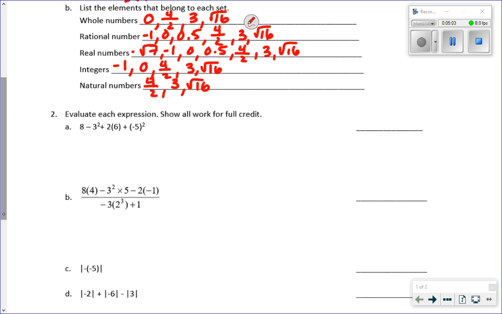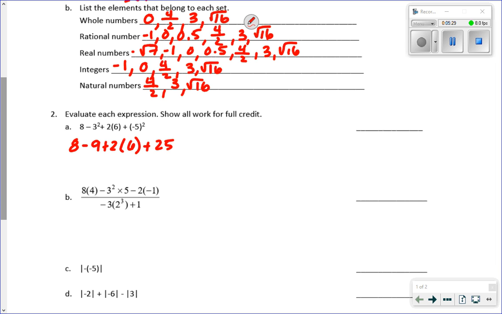So following PEMDAS, I need to look for parentheses. There's some parentheses here, but it represents multiplication, so that's out. Next we need to do is exponents. So I'm going to bring down the 8 and the minus sign. 3 squared is 9. Rewrite plus 2 times 6, and negative 5 squared is positive 25.